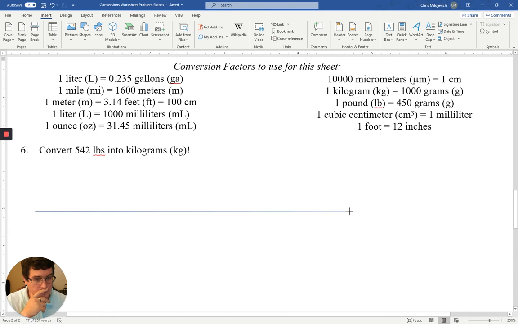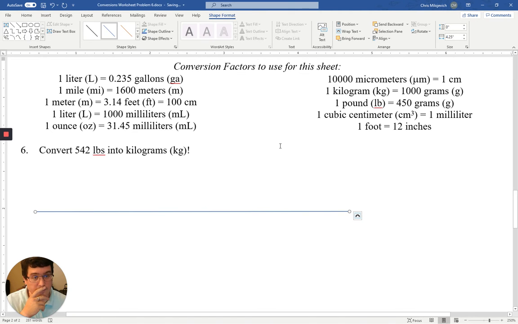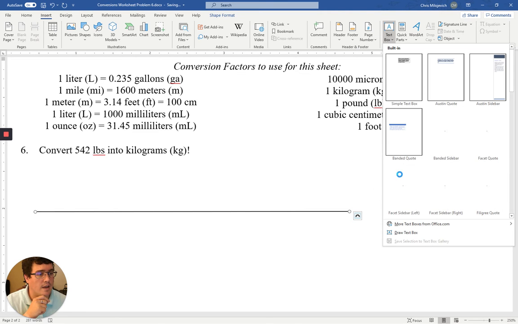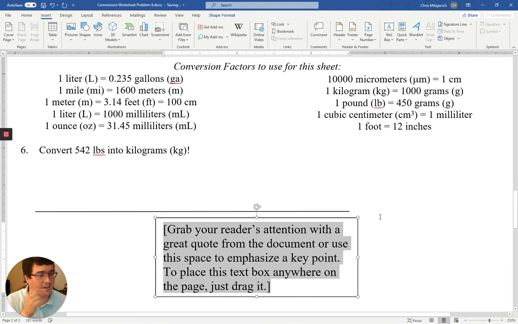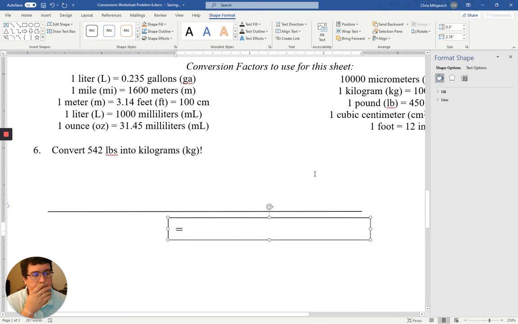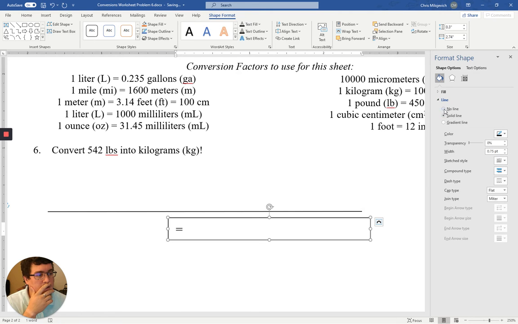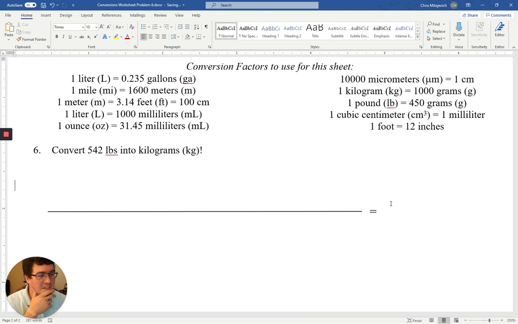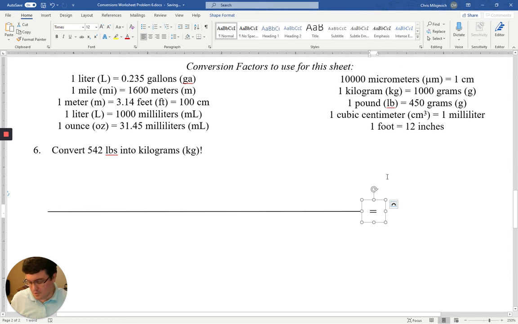So the first thing you've got to do whenever you're doing factor label is draw a horizontal line, and then the next thing you have to do is draw an equal sign. As you can see, those of you who are thinking about doing all of your math on your computer, it is incredibly arduous to get anything on the screen in any short period of time.